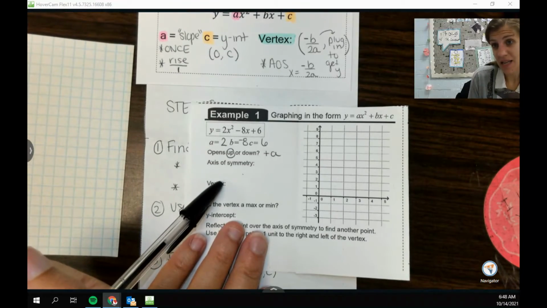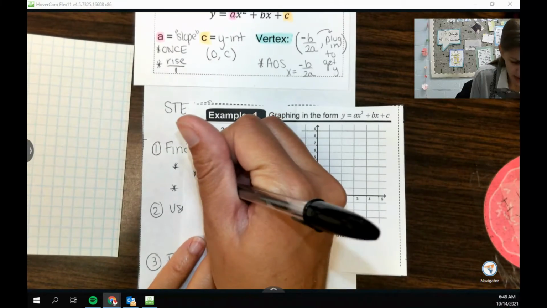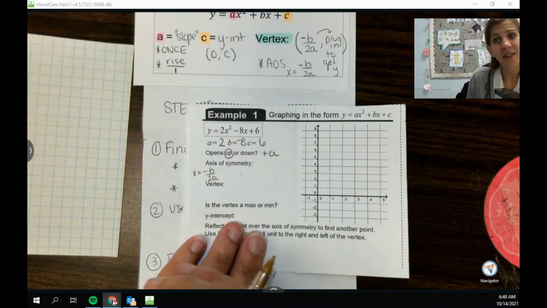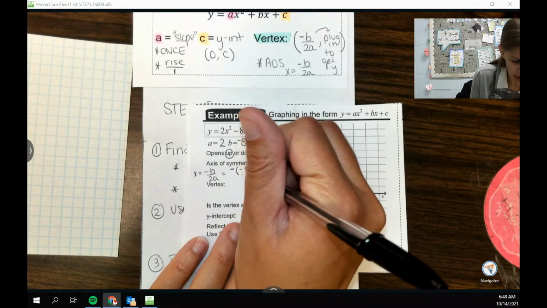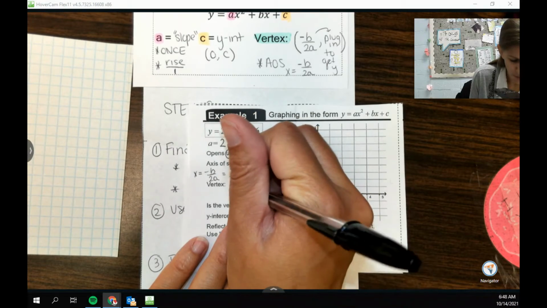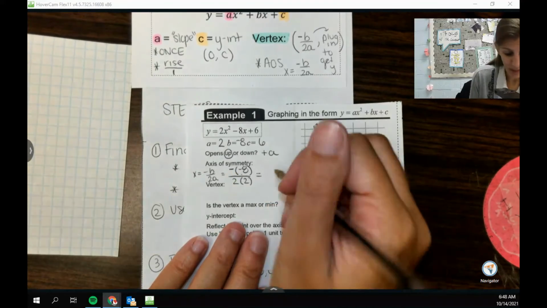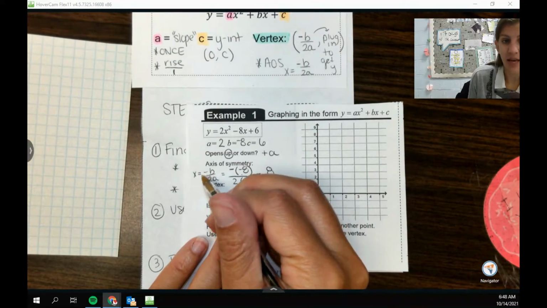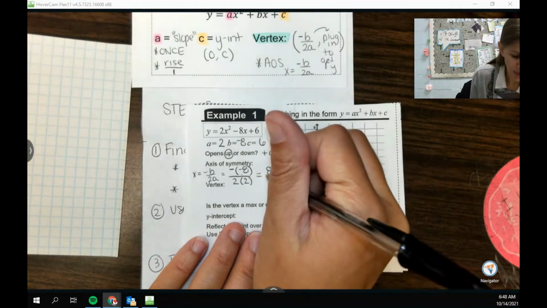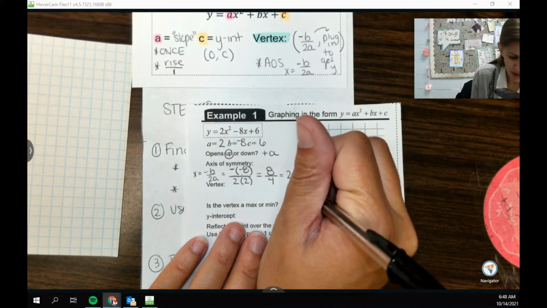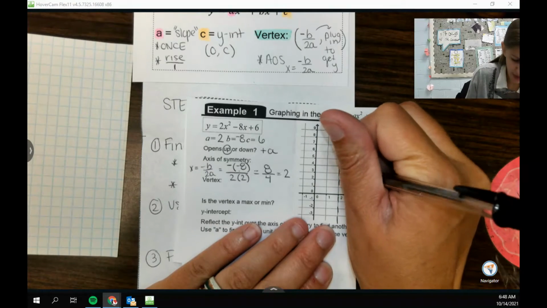Then we really find our axis of symmetry first because that negative b over 2a, although it's part of your vertex, it's also your axis of symmetry. So we're going to do negative b, which is negative 8, over 2 times a, which is 2. So the double negative will make it positive. So really this negative b thing is just always going to change the sign of your b, whatever it is. Okay, so positive 8 divided by 4 is 2. So I know my axis of symmetry is at 2. I can draw that in.